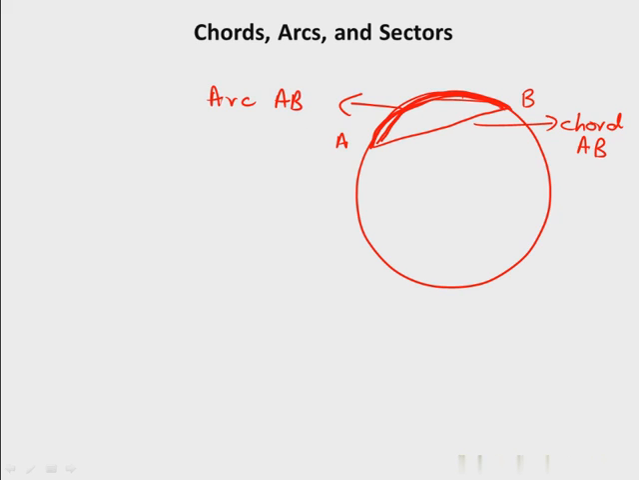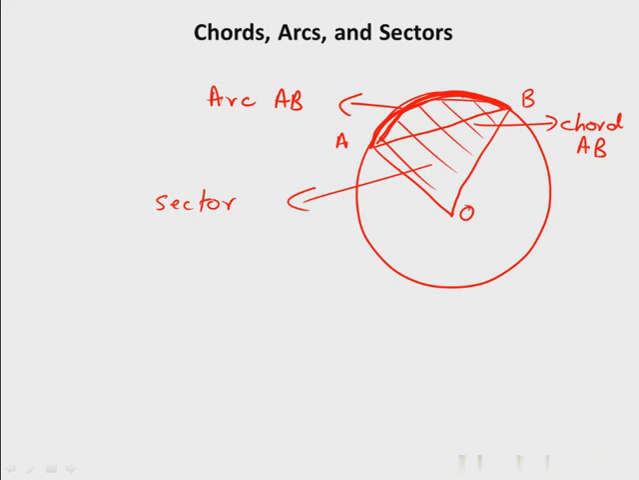So an arc has the usual colloquial meaning in English. It's a part of a circle. What's a sector? If I join the ends of the chord to the center, then this piece of pie that I can cut out, this entire thing, is the sector.